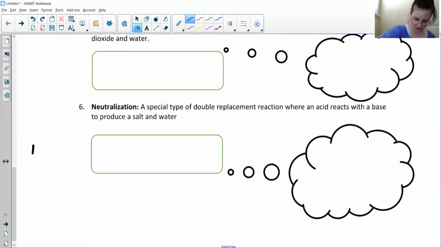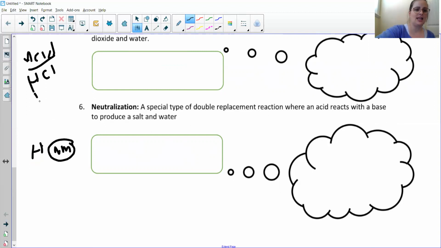It is an H with a non-metal. Okay, so an example of acids would be HCl, H2SO4, HBr. So you see how there's an H on the left-hand side and there's a non-metal on the right-hand side.